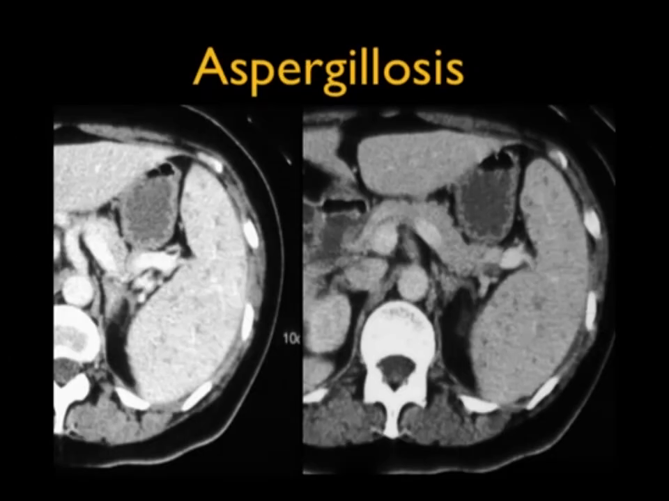Another example of the Aspergillosis, multiple tiny lesions in the spleen, best seen with contrast, best seen on venous phase imaging, and again, wide window becomes critical, and contrast is critical. At times you will not see these lesions even when they're multiple on non-contrast scans.